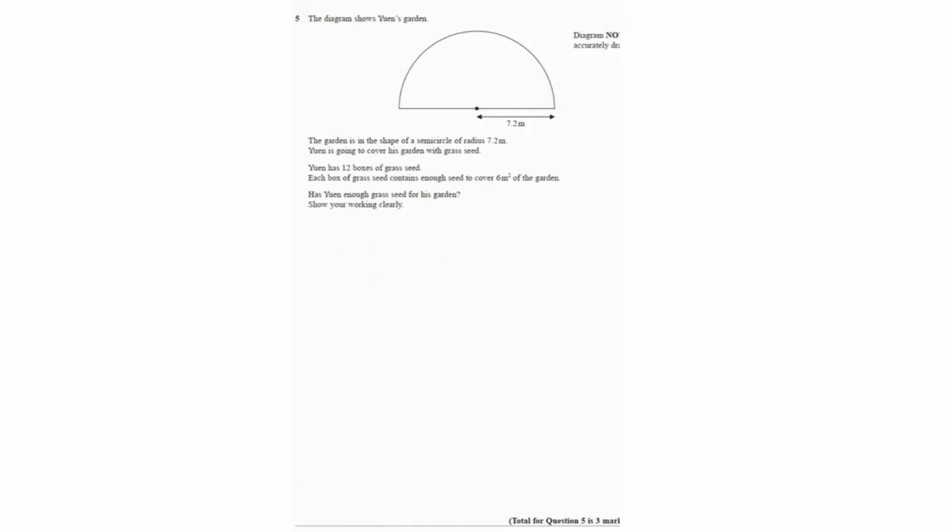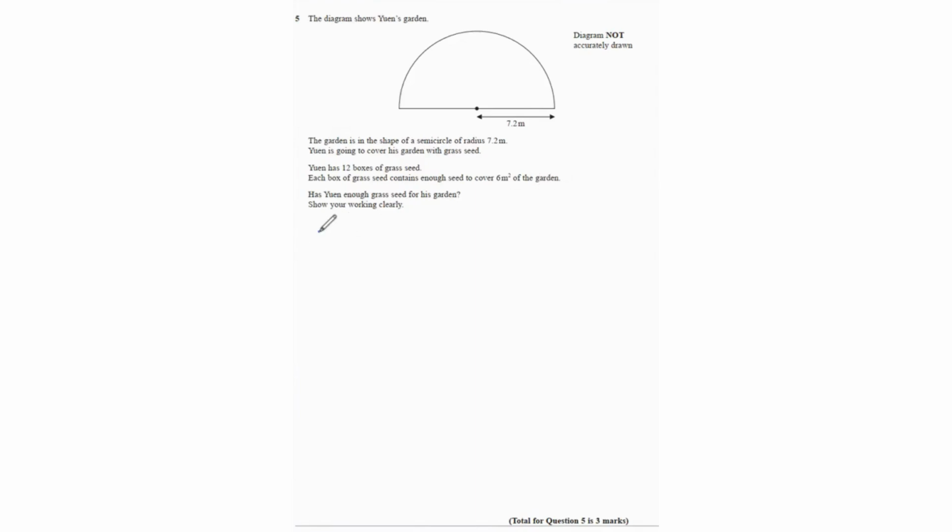The next question says the diagram shows Yoon's garden. The garden is in the shape of a semicircle with a radius of 7.2 meters. Yoon is going to cover his garden with grass seed. He has 12 boxes of grass seed. Each box of grass seed contains enough seed to cover 6 meters squared of the garden. Does he have enough grass seed for his garden? Show your work clearly.